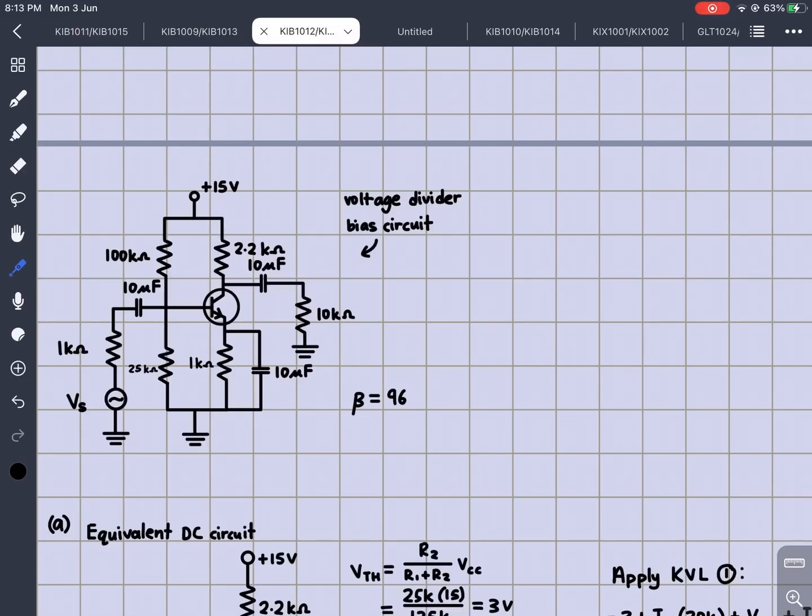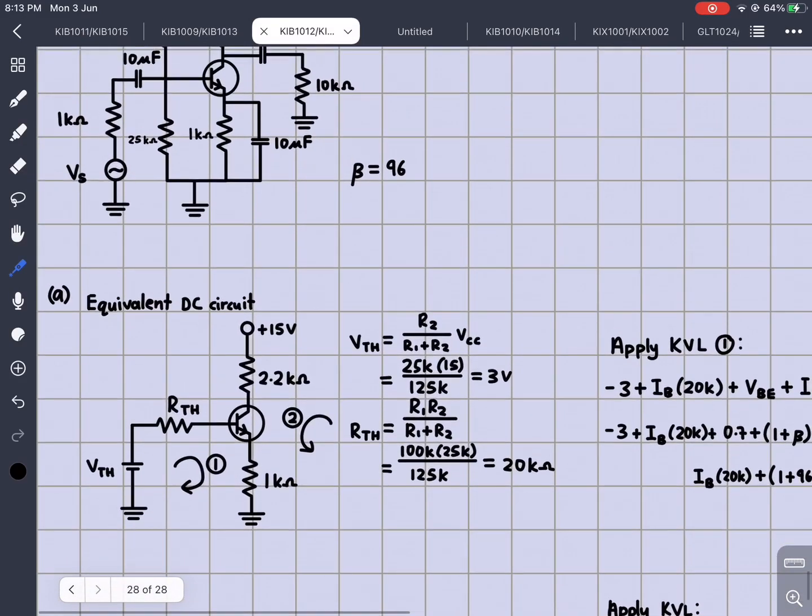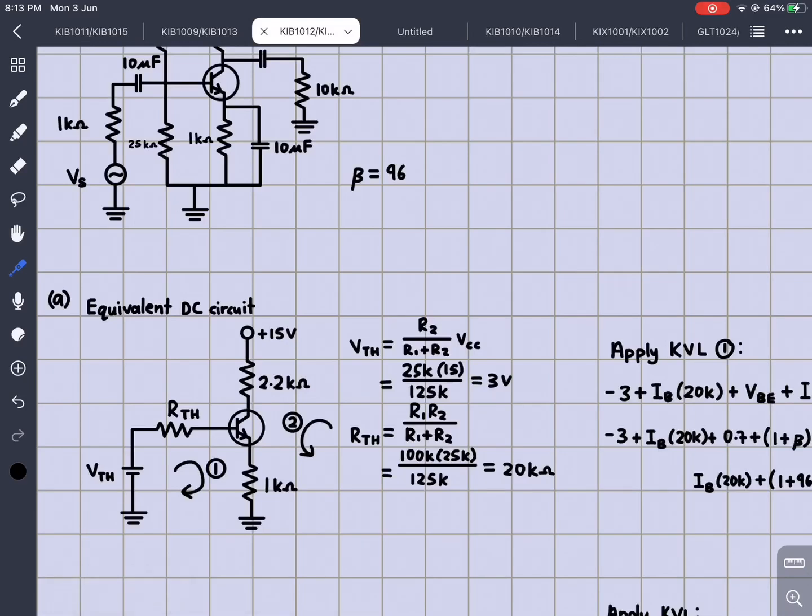During the DC analysis, the capacitors and the AC source in the circuit will be open circuit. The 100 kilo ohm resistor and 25 kilo ohm resistor will be combined. Hence, the equivalent DC circuit will be as follows. There are two loops that we gain from the redrawn circuit.